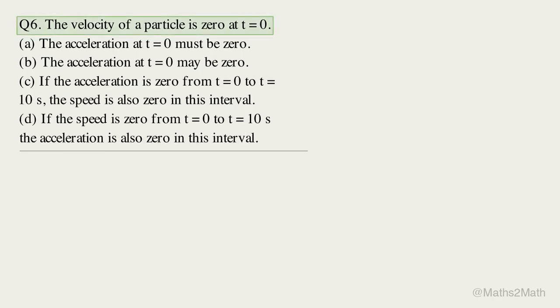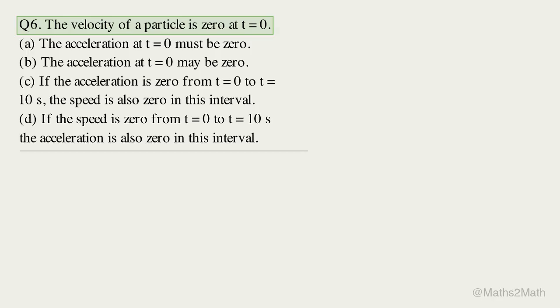Question 6. The velocity of a particle is 0 at t = 0. Option A. The acceleration at t = 0 must be 0. Option B. The acceleration at t = 0 may be 0. Option C. If the acceleration is 0 from t = 0 to 10 seconds, the speed is also 0 in this interval. Or option D. If the speed is 0 from 0 to 10 seconds, the acceleration is also 0 in this interval. What does this mean? Zero velocity at one instant says nothing about the acceleration at that instant.